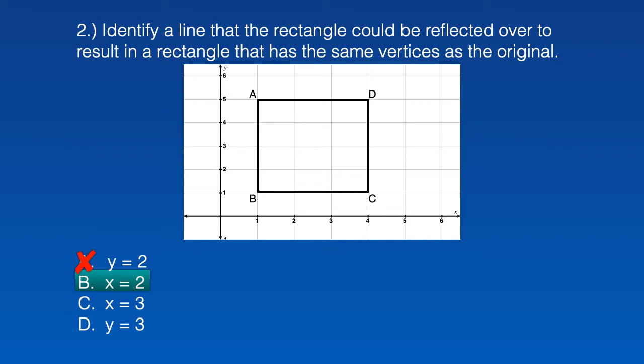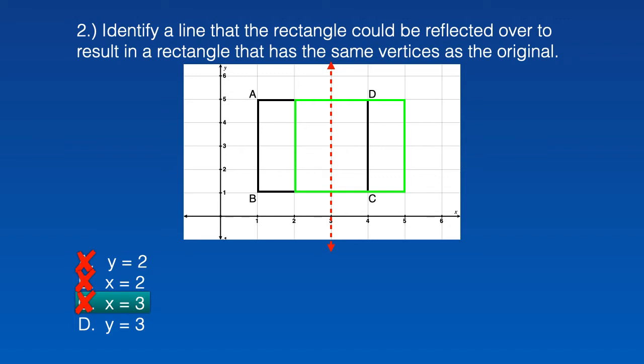Okay, so for letter B, the line x equals 2 is going to be a vertical line. Now if I reflect the rectangle over that vertical line, again, you're going to see that it does not match up, so that answer is wrong. Letter C, the line x equals 3, is going to be a vertical line. And again, if you reflect over that line, the rectangles do not match up.